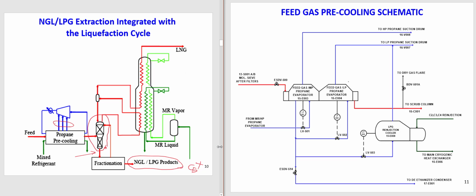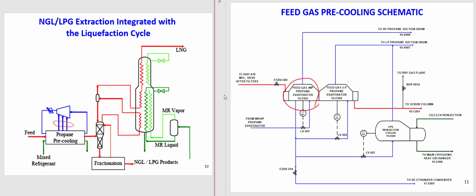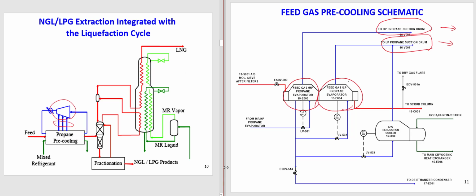Each of these lines is connected to an evaporator. So it can be 3 evaporators or 2 evaporators. Here I talk about low pressure and medium pressure evaporators, so it can be these 2 evaporators. Each of these evaporators is connected to a suction drum, and after the suction drum, they go to the compressor. So here we have the suction drum, and then we have the compressor.